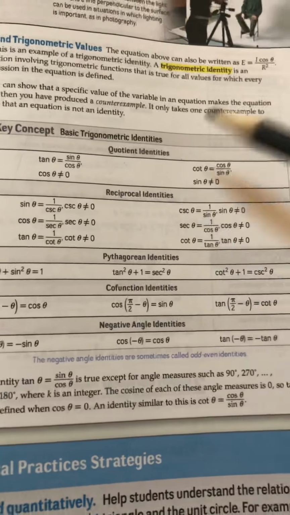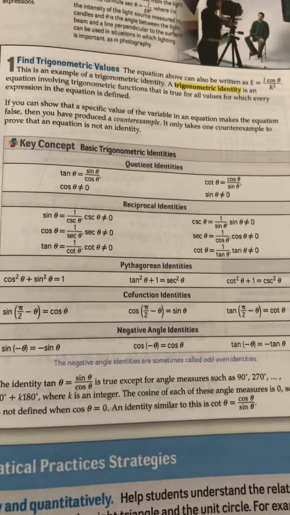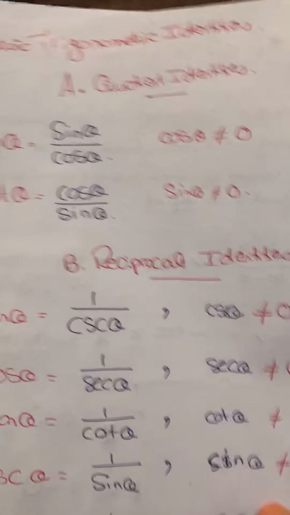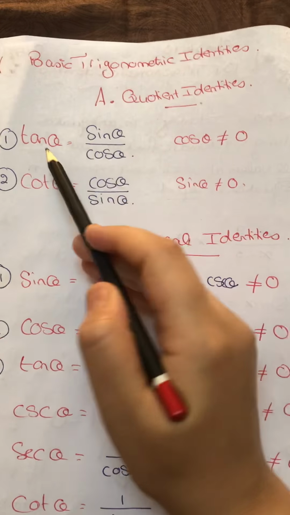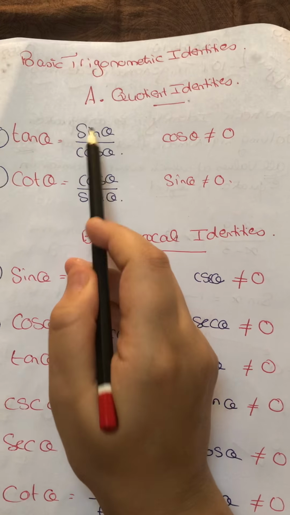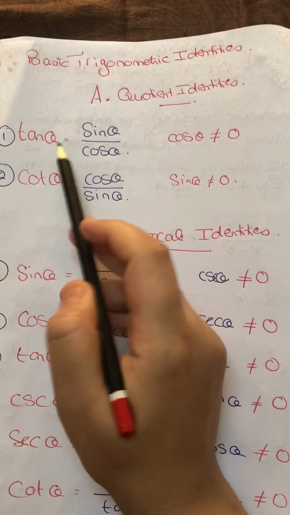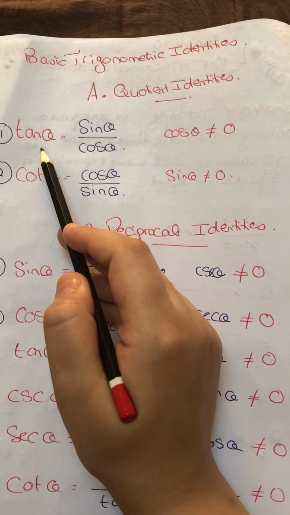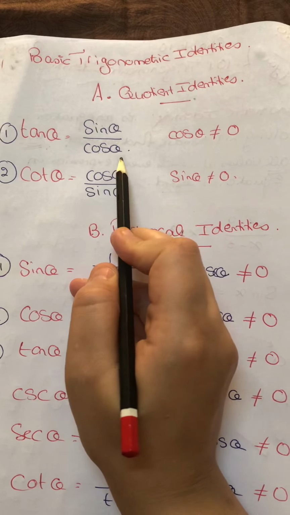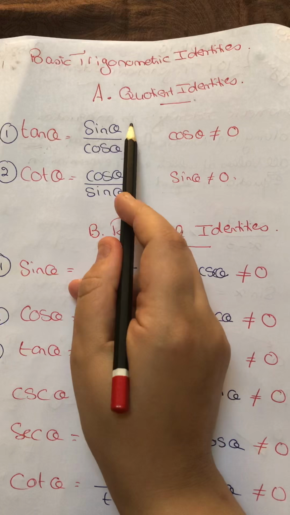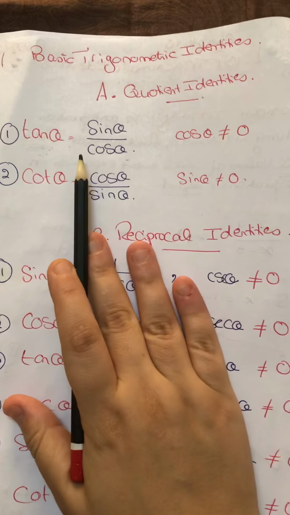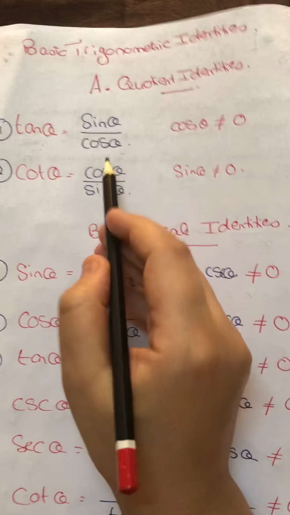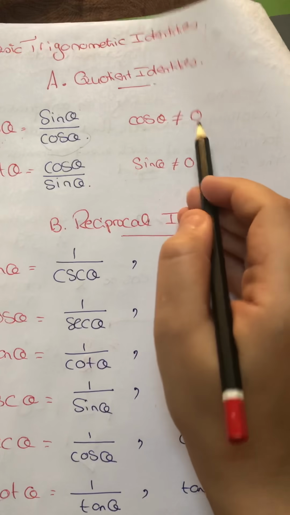The first part is called quotient identities. I will use my notes. Quotient identities, we didn't take them before, but I was sometimes trying to tell you that tan is sine over cosine. It is true. Try with your calculator: sine 90, is it equal to sine 90 over cosine 90? Tan 45 is equal to sine 45 over cosine 45. This is an identity. It's always true as long as cosine theta is not equal to 0.